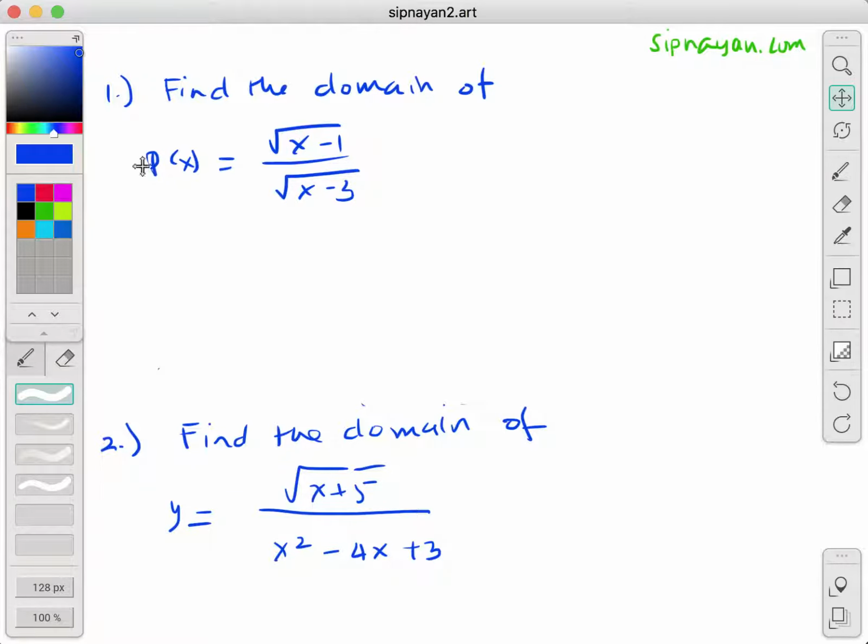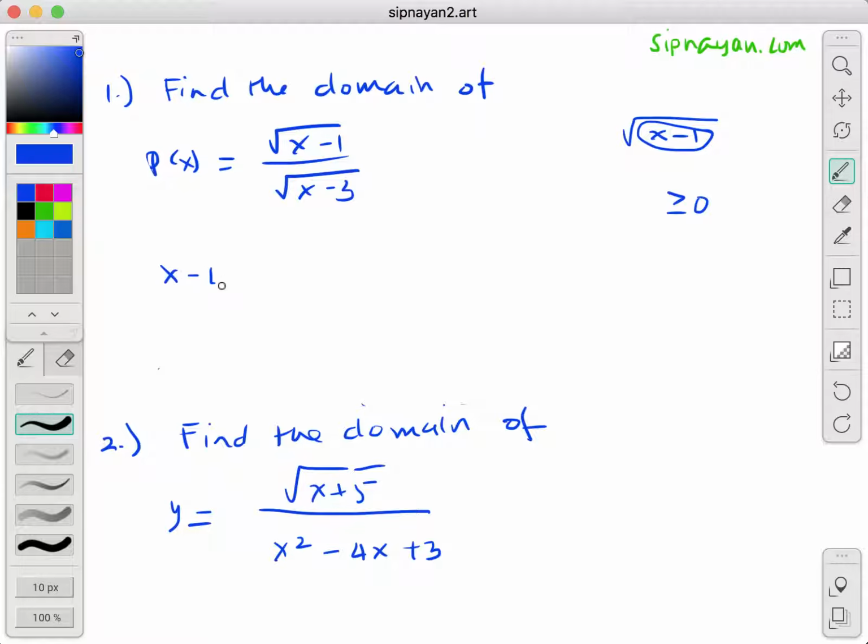Sa first function natin, we have square root of x minus 1 over square root of x minus 3. Sabi natin, pag nasa loob tayo ng radical sign, ibig sabihin, yung number sa loob nun is greater than or equal to 0. Dahil pag less than 0 yan, ibig sabihin negative siya. Square root of a negative number is undefined. So meaning yung x minus 1 must be greater than or equal to 0, no? Which means that x is greater than or equal to 1.